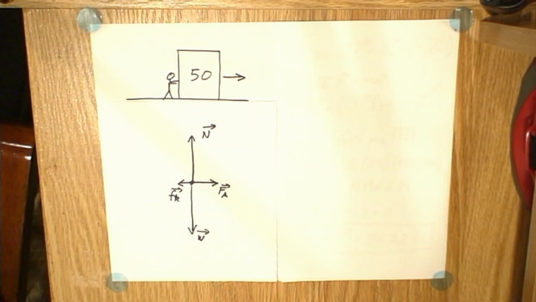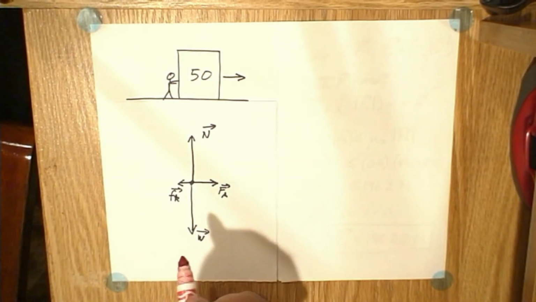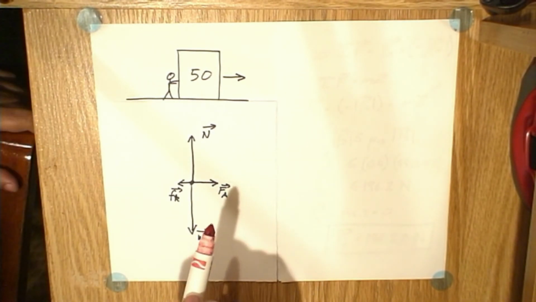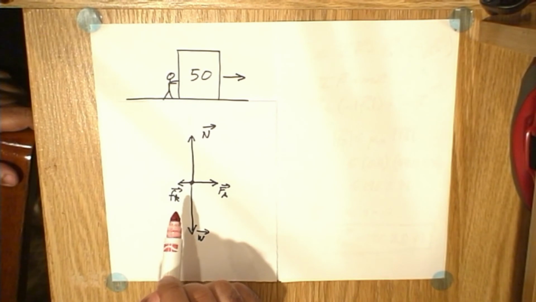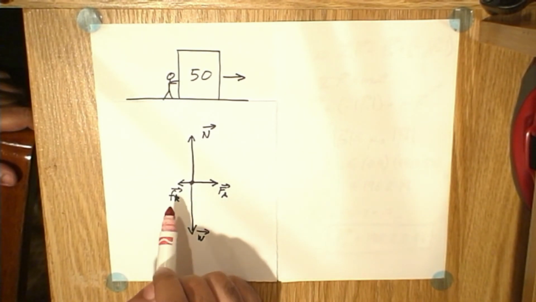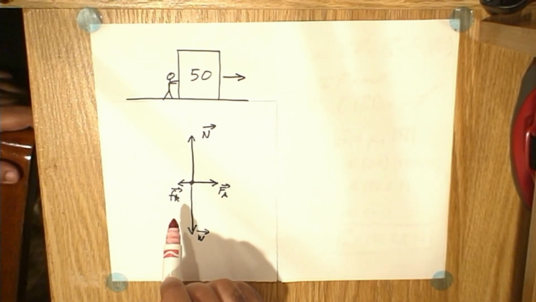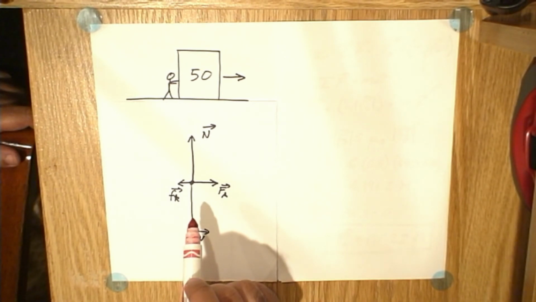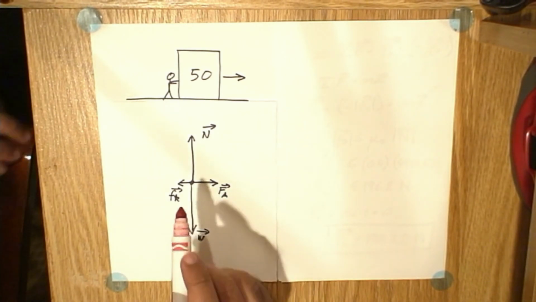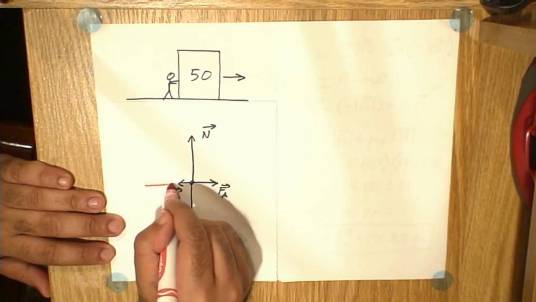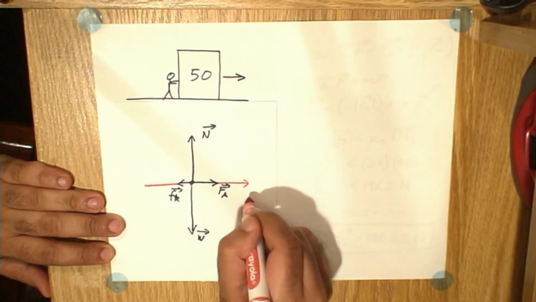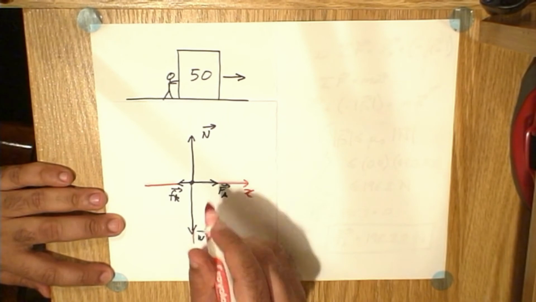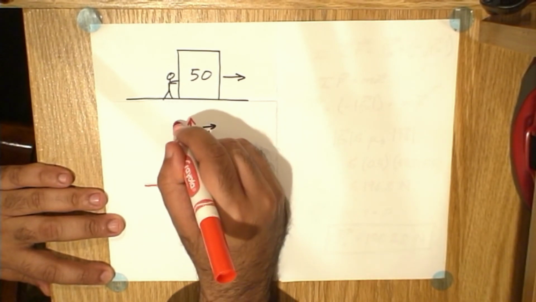And you'll notice that I drew this asymmetrically. I drew the kinetic friction as smaller than the applied force. There's a reason for that. In the earlier question, we said that the applied force and the static friction were the same size, but the kinetic friction is virtually always smaller than static friction for the same object, so I wanted to draw it smaller. We'll set our axes the same way as before, rightwards as positive x and upwards as positive y.